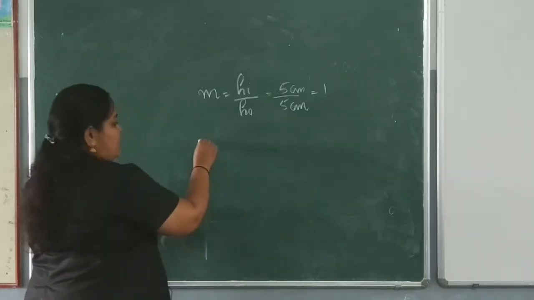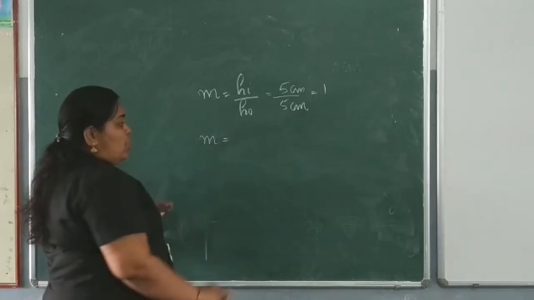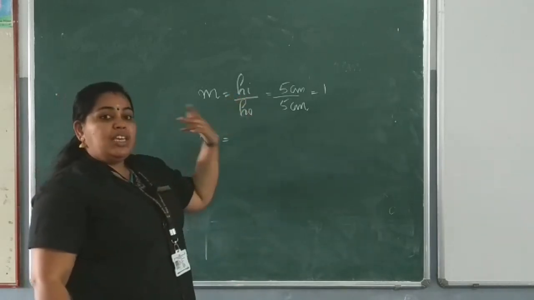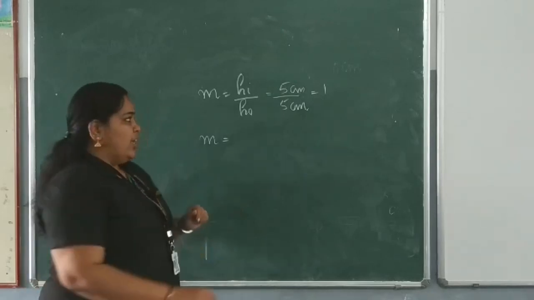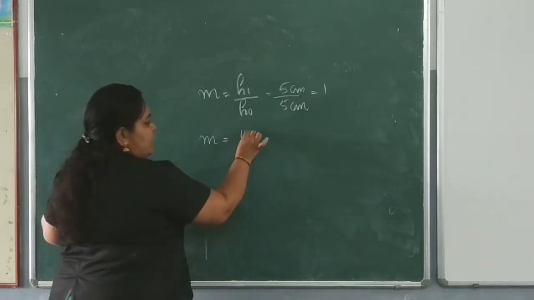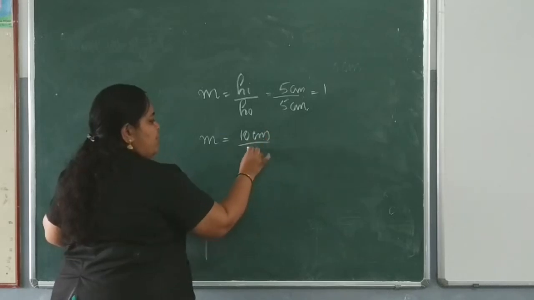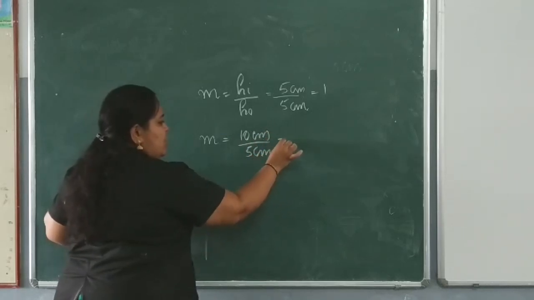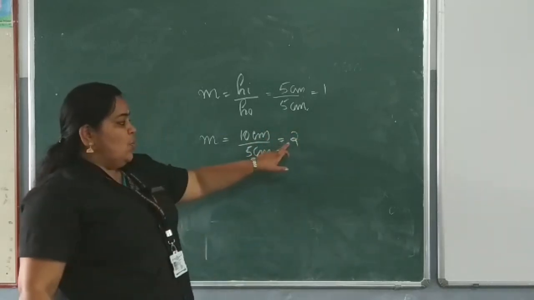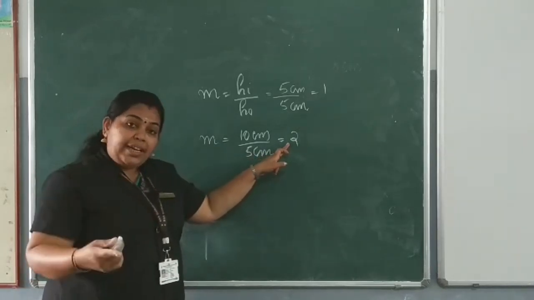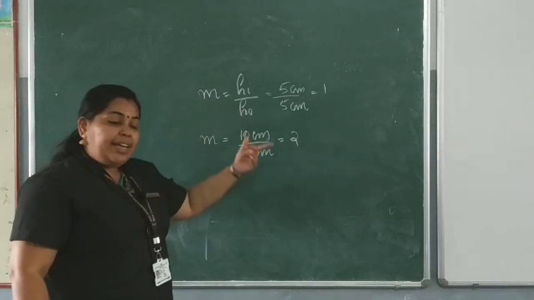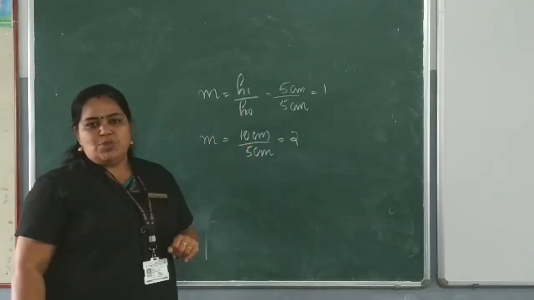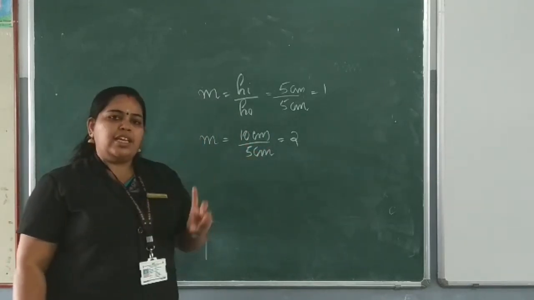Second question, when will the magnification be greater than 1? When the height of the image is greater than the height of the object. Now look, here 10 centimeter by 5 centimeter, it will be 2, isn't it? So when will the magnification be greater than 1? When the size of the image is greater than the size of the object. That is the second point.